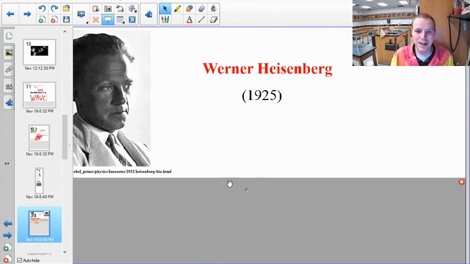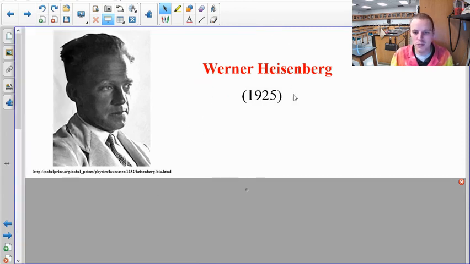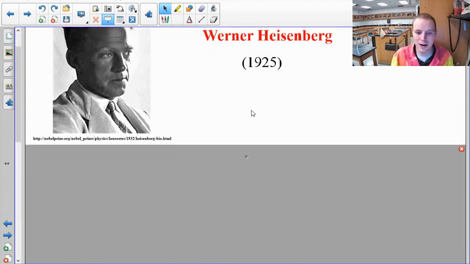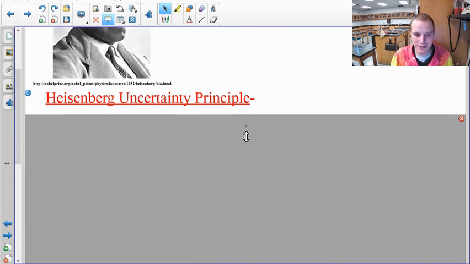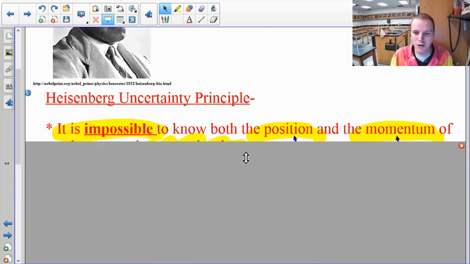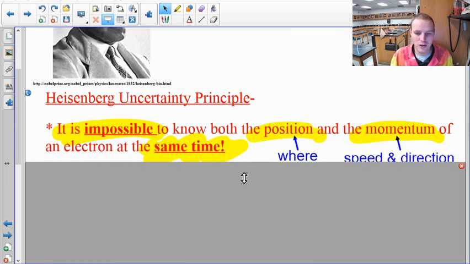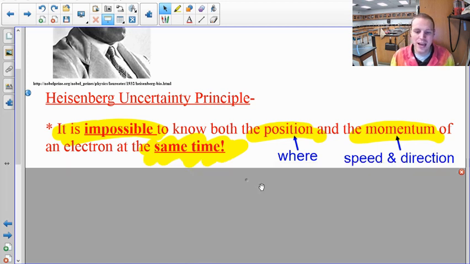And finally, Werner Heisenberg. If you ever watched Breaking Bad, the main character gets the nickname Heisenberg. He's talking about this guy right here. So the Heisenberg uncertainty principle: it is impossible to know both the position and the momentum of an electron at the same time. Or another way to say that is, we can't know where an electron is and the speed and direction simultaneously.